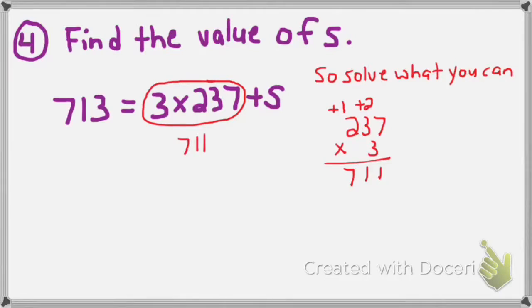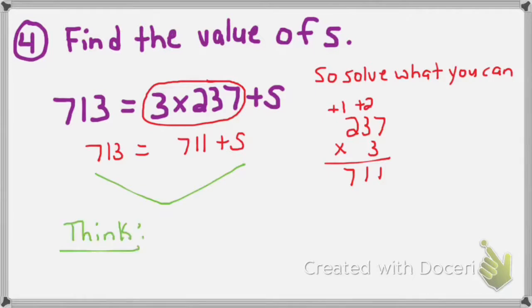Write that underneath the circle. Bring down everything else that I know, which is 713 equals, and then plus the s. Now again, let's go ahead and solve what we know. The only problem is I don't know what 711 plus s is equal to, but maybe I do. Let's take a look at this. If I look at that whole problem and I take a minute to think about it, it's really saying 713 equals 711 plus blank. So maybe I can flip it around. I can say 711 plus s is going to equal 713.